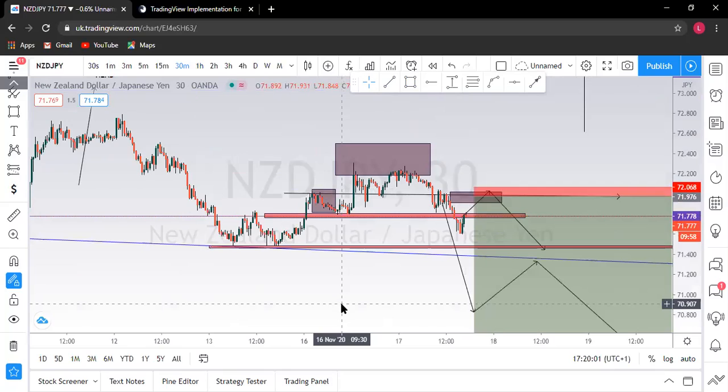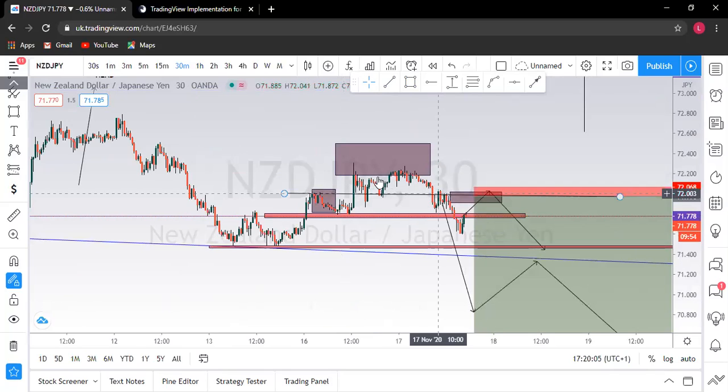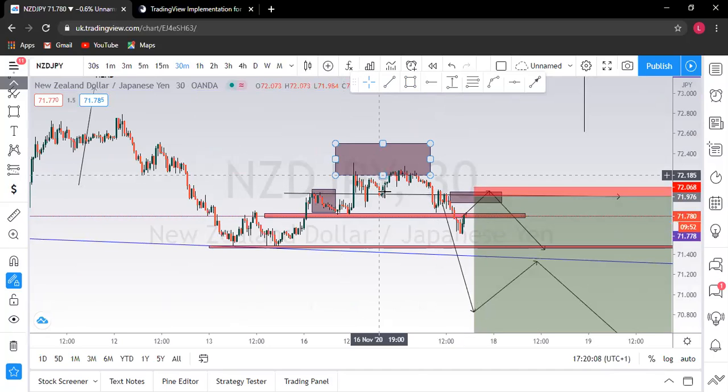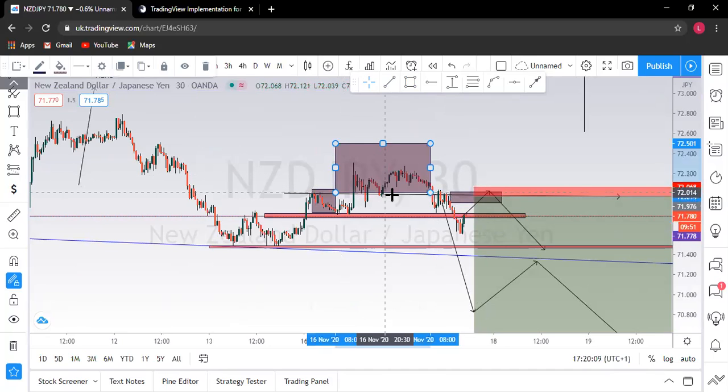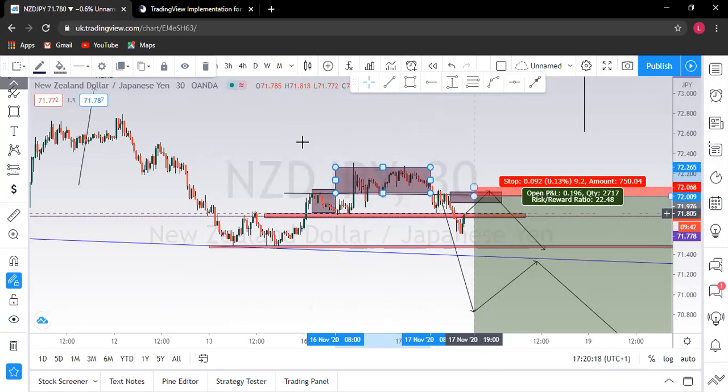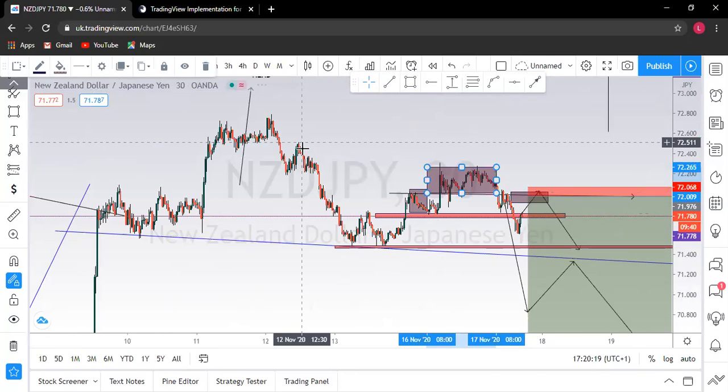So on 30 seconds, there's nothing much rather than we are expecting the form. This is the head. This is the head, but it is very clear on 2 hours and 3 hours. This is the head. So meaning that we are waiting for the formation of the right shoulder to actually sell. So there is nothing more on it.